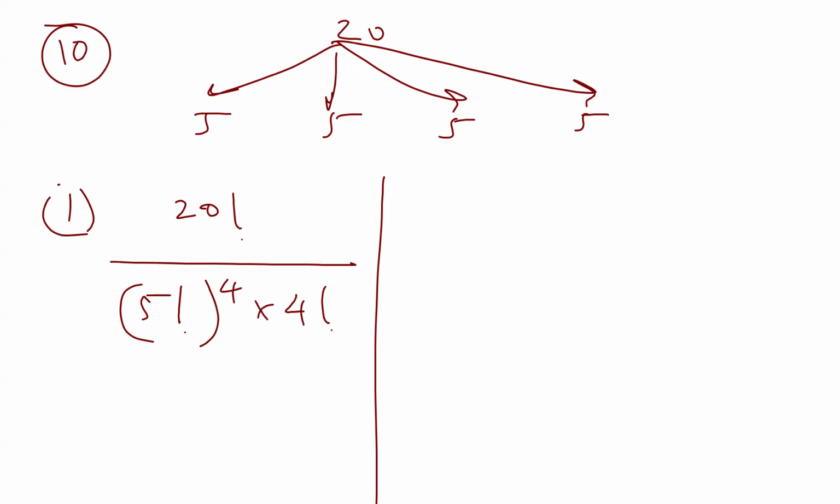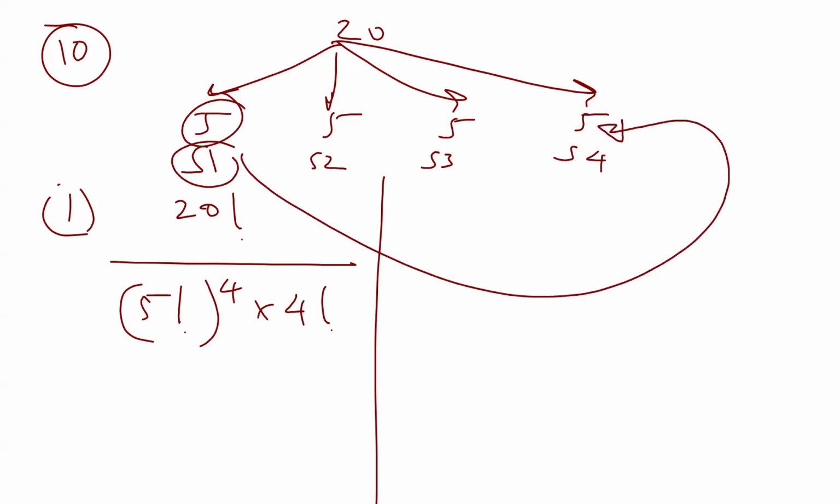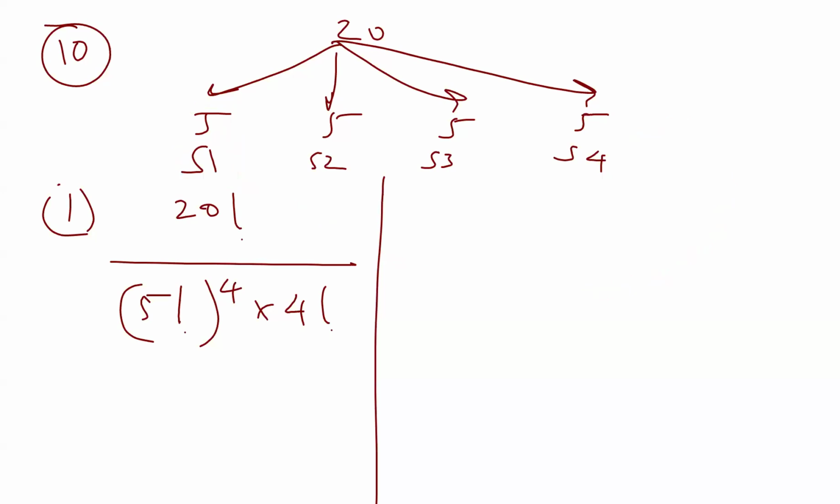Now, how many ways can these students be sent to different schools? So school 1, school 2, school 3, school 4. Now school 1 can get these 5 specific students. School 1 can also get this particular 5 specific students. So this second part is distribution. So 20 factorial upon 5 factorial raised to 4. That's it. No 4 factorial because this is distribution into groups. Fine.